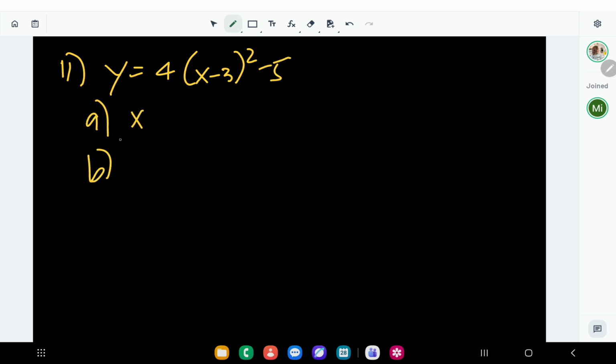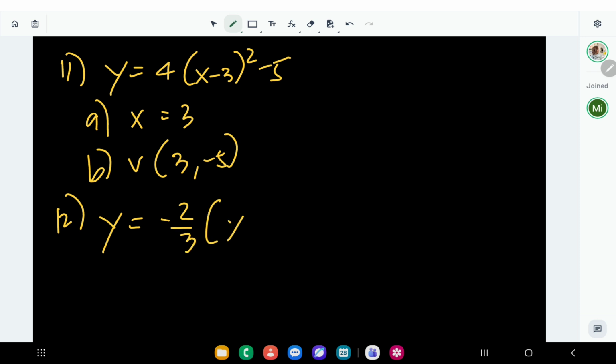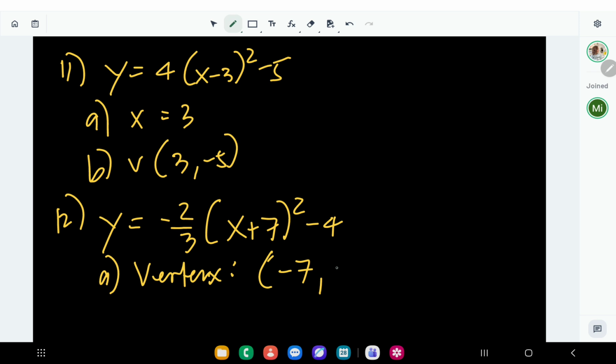And then, okay. And then for number 11, we have y equals 4 times x minus 3 squared minus 5. Axis of symmetry here. Okay, that's right. And vertex is 3, negative 5. For number 12, we have y equals negative 2/3 times x plus 7 squared minus 4. So what's the vertex here? Negative 7, negative 4, and then axis of symmetry, negative 7. All right.